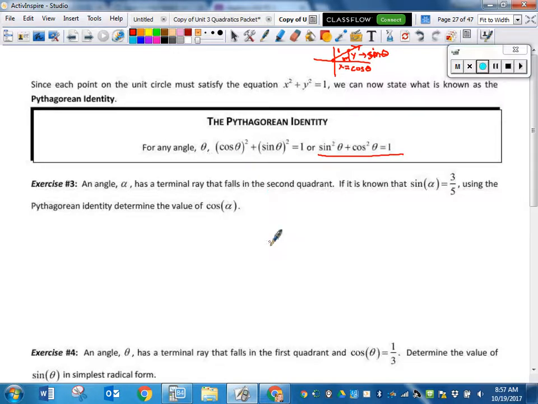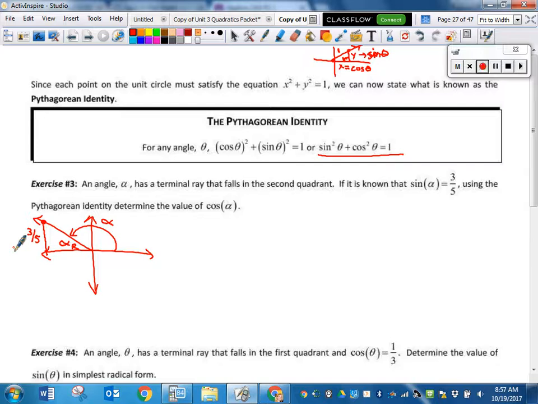All right, so directions here. You have an angle alpha. It has a terminal ray that falls in quadrant 2. Okay, so we want to draw pictures of these. All right, so I have some angle that's in quadrant 2. Don't tell me what it is, and that is my alpha. In here would be my alpha reference angle. All right, what else did it tell me? If it is known that the sine of alpha is 3/5. Okay, so visually, sine is my y value, so that would be 3/5.